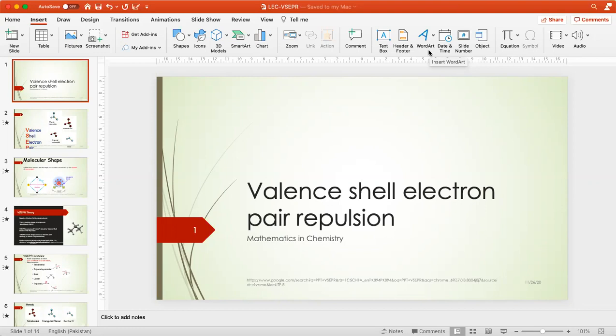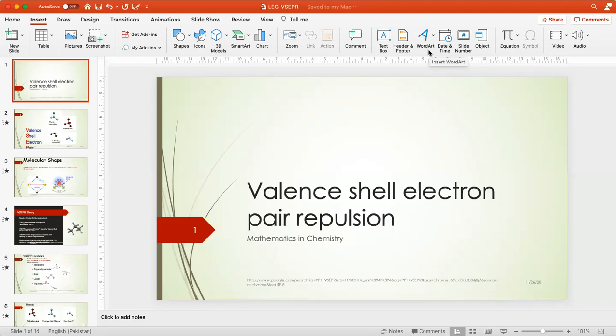However, the model developed for predicting the angles and the shapes is called valence shell electron pair repulsion, or VSEPR theory. You need to understand that this theory is used to predict the shape of the molecules, and the key thing in it is the electron pairs that surround the central atom of the molecule. This theory was first presented by Sidgwick and Powell in 1940.